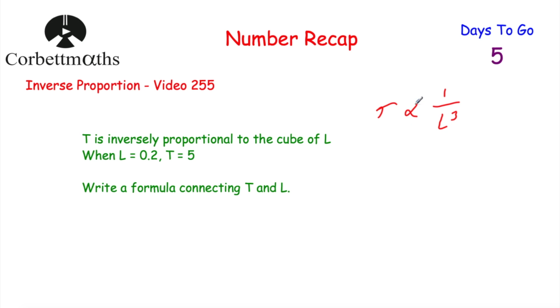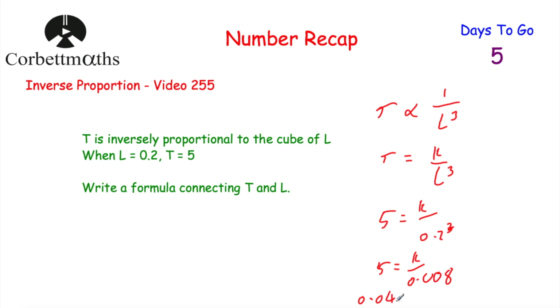Then we get rid of this proportion symbol, so we're going to do T equals, and we're going to put K in, so we multiply this by K, and when you multiply a fraction by K, it will just multiply the numerator by K, so you get K over L cubed. And then you just put in this information, so we've got the T, which is 5, is equal to K divided by 0.2 cubed, and so you get 5 is equal to K divided by 0.008, and if you multiply both sides by 0.008, you get that 0.04 is equal to K.